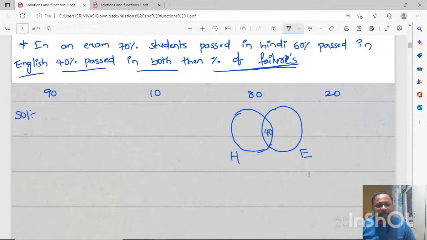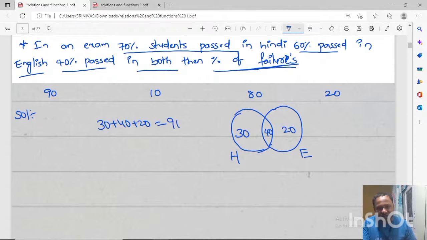Okay. So, among these, what is the question? 70% passed in Hindi. Already 40 came, 30 we will have. Next, after that, English, how many? 60% passed. 40 already came, 20 will be there. So then, total how many will be? That is 30 plus 40 plus 20. 70 plus 20 will be 90.